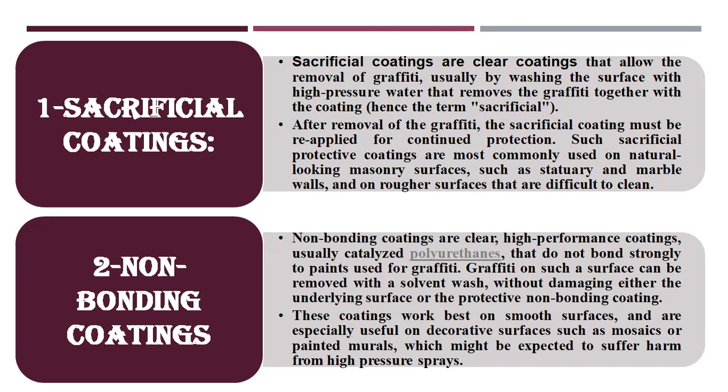Graffiti on such a surface can be removed with solvent wash without damaging either the underlying surface or the protective non-bonding coatings. These coatings work best on smooth surfaces and are especially useful on decorative surfaces such as mosaics or painted murals, which might be expected to suffer harm from high pressure sprays. Sacrificial coatings work best on rougher surfaces, and non-bonding coatings work best on smooth surfaces.